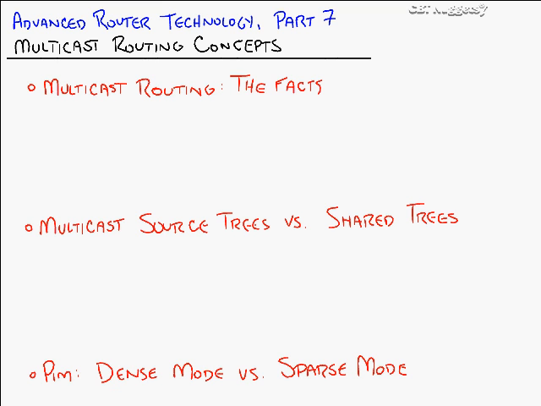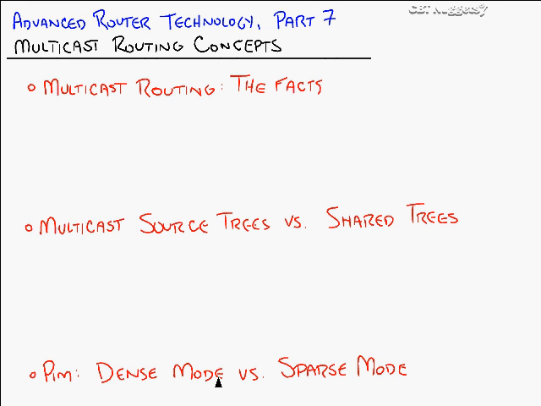I'd like to start off this nugget by getting into the facts of multicast routing, bringing everybody up to speed and on the same page with what multicast is all about and how some of the communication and addressing works with multicast. We'll then move into multicast source trees versus shared trees, two different logics of how multicast can be deployed. It's really kind of design standards of how you will design your network to support multicast.